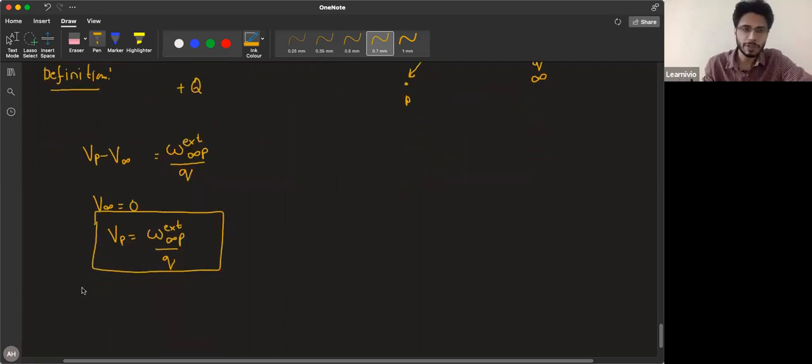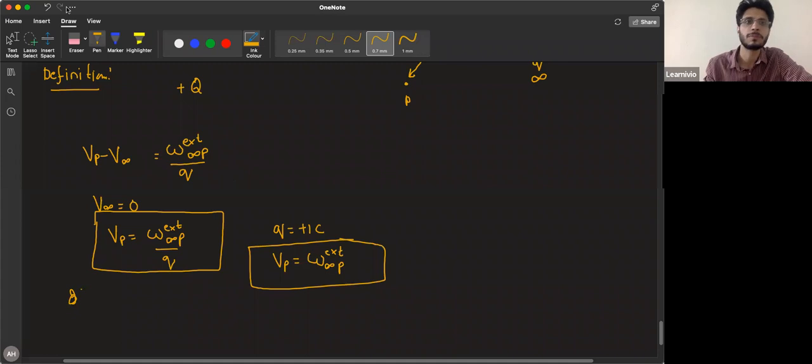So the definition of potential is, if I take charge q equal to plus 1 coulomb, then your potential will be equal to the work done by external force in carrying charge from infinity to the point.